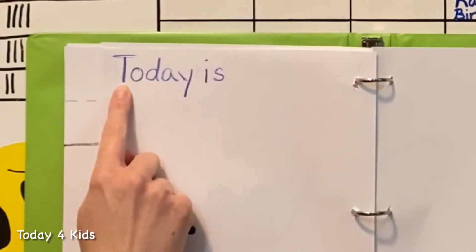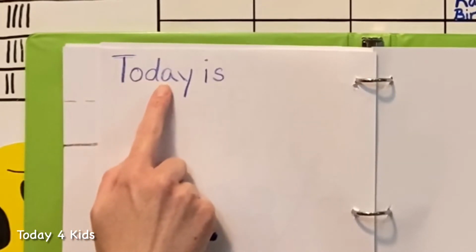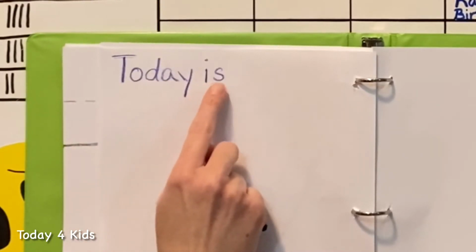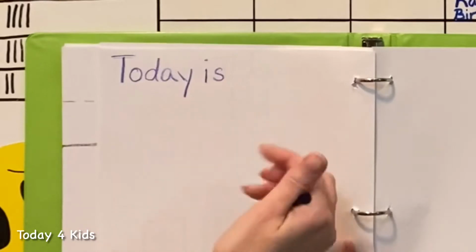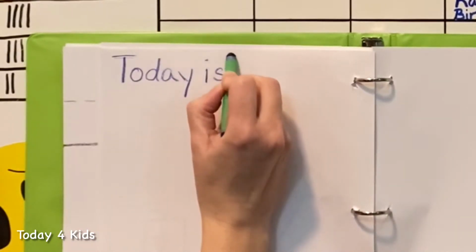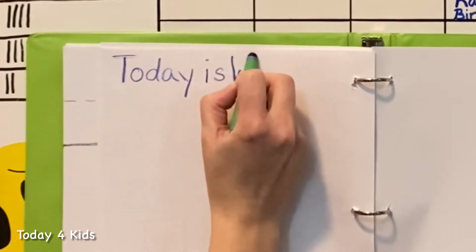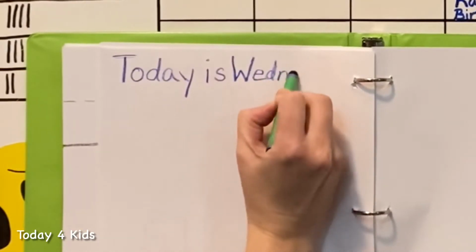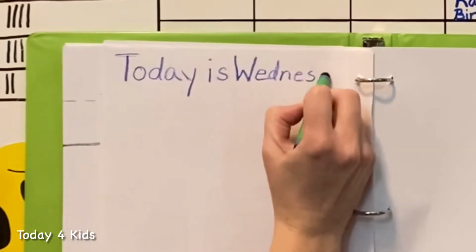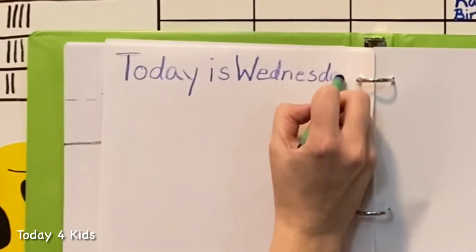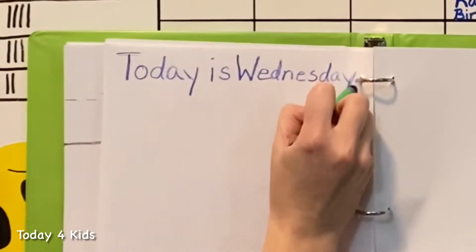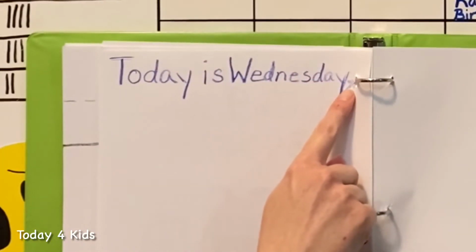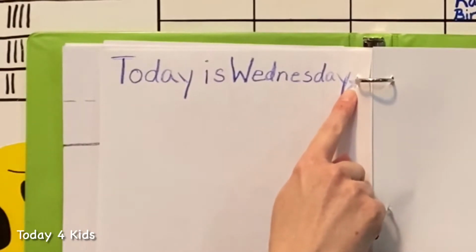So today is spelled T-O-D-A-Y. The next word is, and it's spelled I-S. And next we're going to put in Wednesday. So it's a capital W because it's the name of our day. E-D-N-E-S-D-A-Y. And then a comma. I'm going to squeeze a comma in there. And that comma reminds us to pause before we say our next word. And the next word is the month.